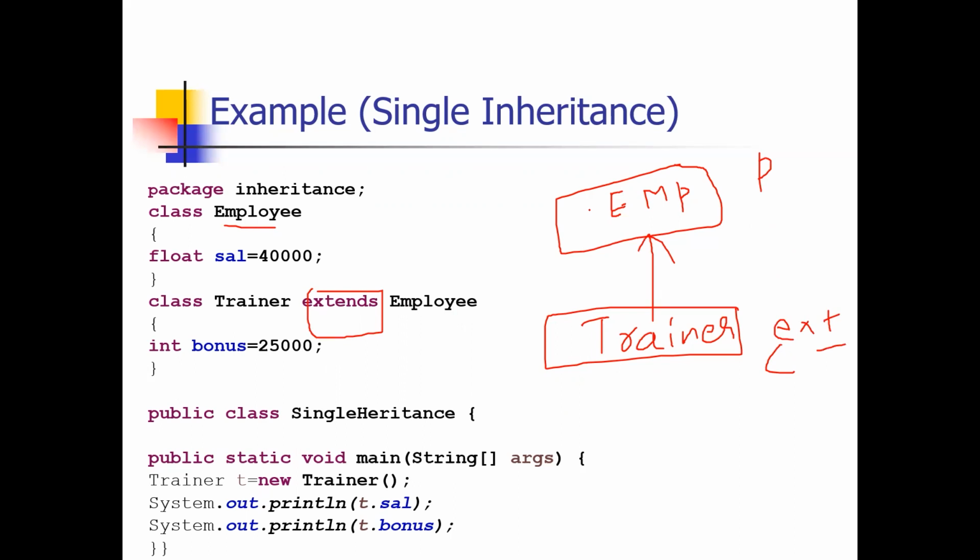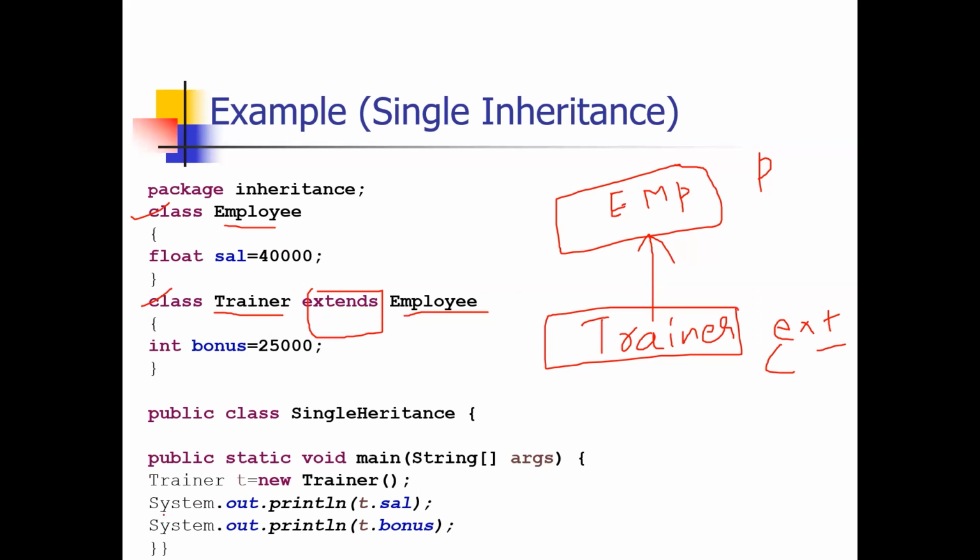Again, I'm repeating. There are two classes, one is the employee class and one is the trainer class. We want to show the parent-child relationship between employee and trainer, so we have to use the extends keyword here. It means, according to this statement, the trainer is a child or subclass, and the employee is a parent or superclass. So these are two classes. Now come to the main program, which is written with class SingleInheritance.